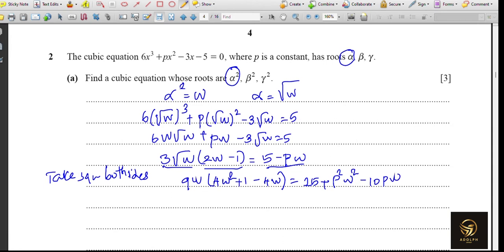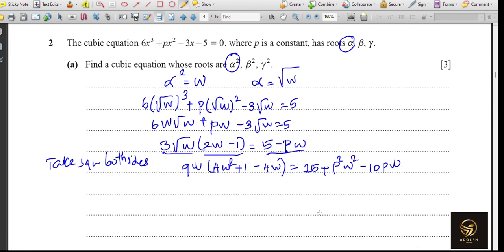Now I can multiply this 9w to the inside values. I mean, I can expand the bracket. I'm getting 9w into 4w squared, it is 36w cubed, plus 9w minus 36w squared equals 25, plus p squared w squared minus 10pw.